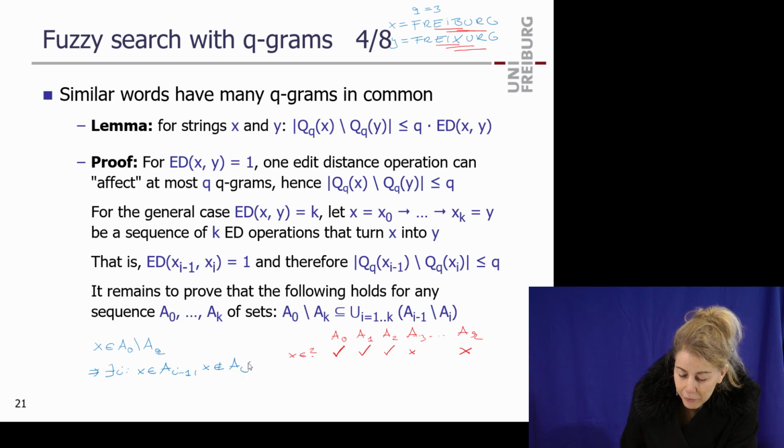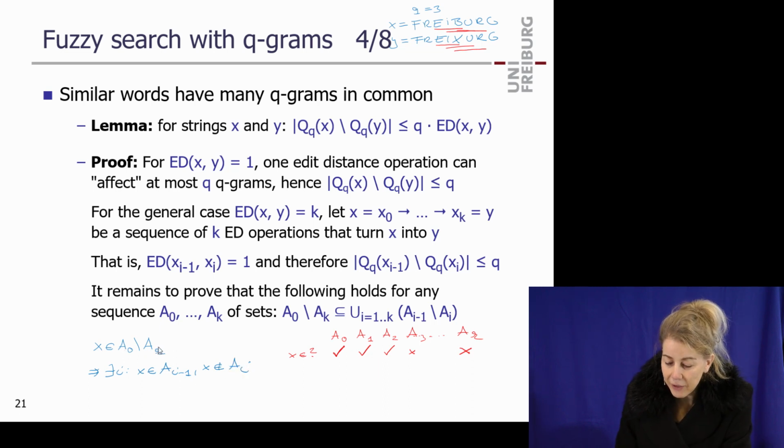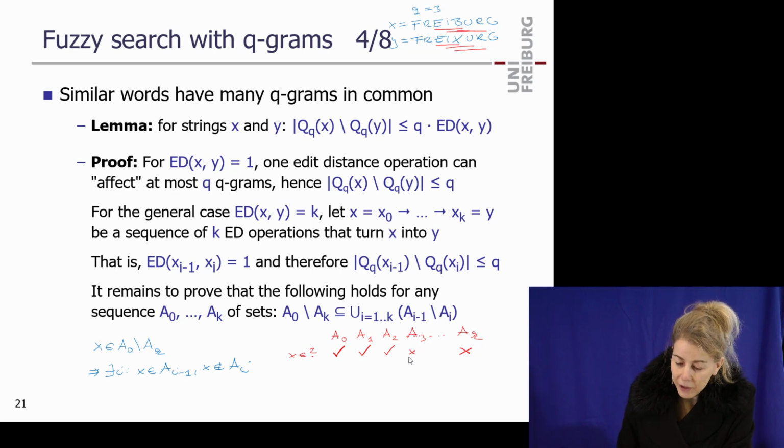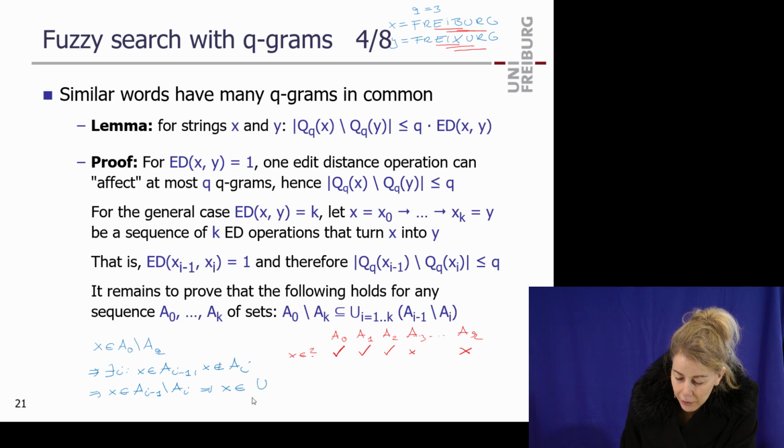This has to happen, right? It's in the first and not in the last, so somewhere along this sequence it has to be in this one, but not in the next one. Just by any combination of arrows and X's I can put here. Which means X is in A minus 1 without AI, which means it's in one of these here, which means it's in the union.